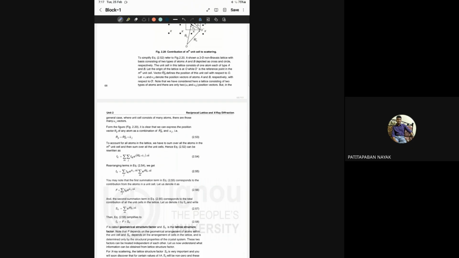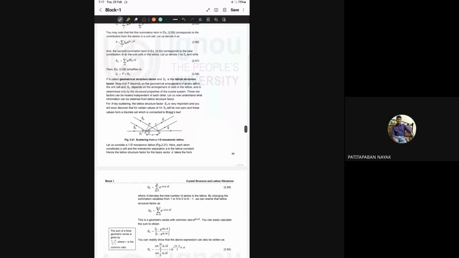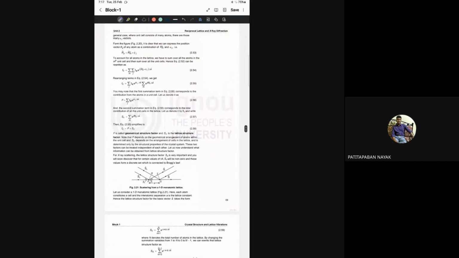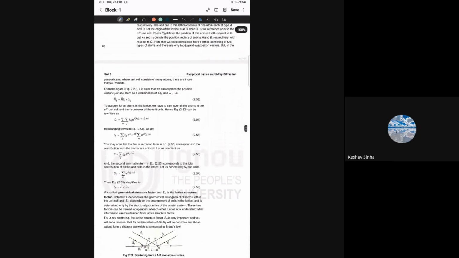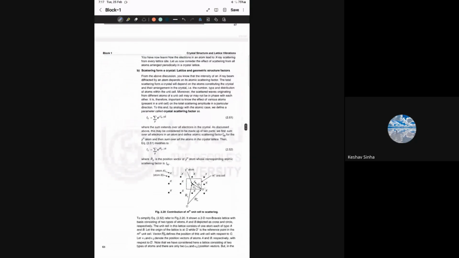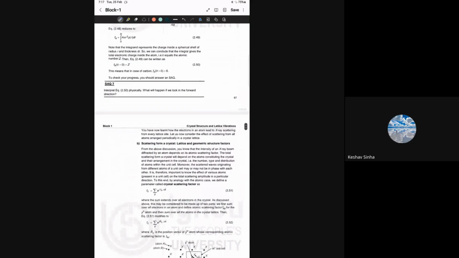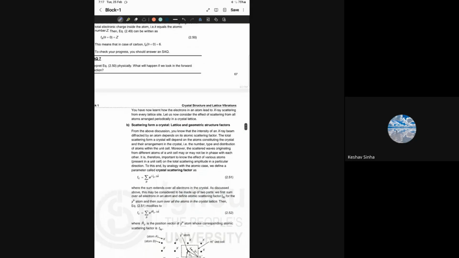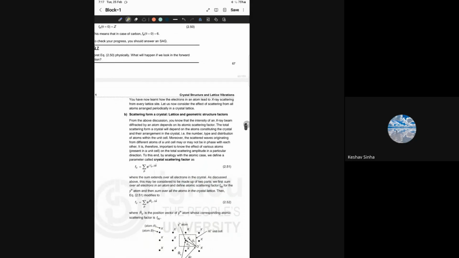Maybe I'll take a couple of minutes break and then I'll start with the next part, which is geometrical structure factor. What we have discussed earlier was atomic form factor. Next will be the scattering from a crystal, so lattice or geometric structure factor. We'll try to understand what is geometric structure factor. Just take a couple of minutes break, try to understand what we have already discussed, and then we'll move over to the next part.